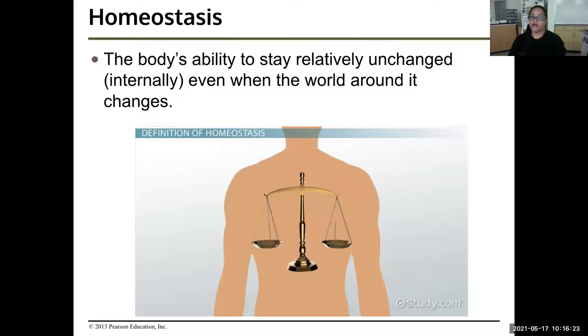Homeostasis is the body's ability to stay relatively unchanged internally, even when the world around it changes. And homeostasis is different from the process of hemostasis, which is the formation of a blood clot. So you've got to make sure you're saying and spelling it right. Homeostasis.